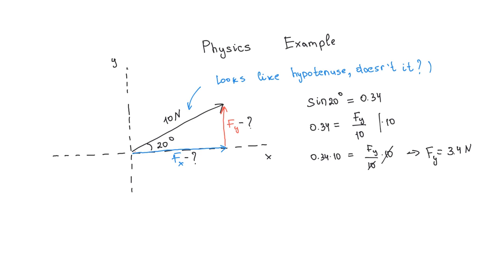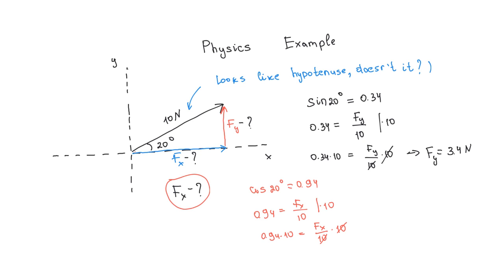Now it's time for you to work. What is the value of Fx? For this, we use the cosine function. The cosine of 20 degrees is around 0.94, and it is equal to Fx over 10. We multiply both sides of this equation by 10 and have Fx equal to 9.4 newtons. That's it.